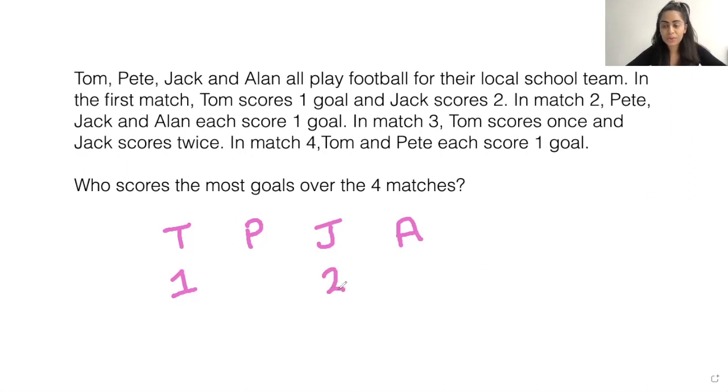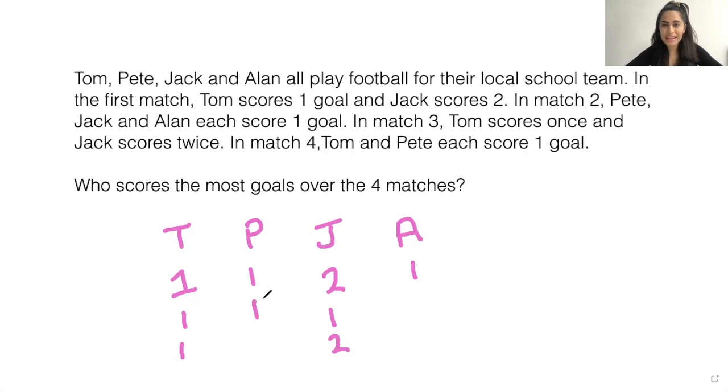In match 2, Pete, Jack, and Alan each score 1 goal. So Pete needs 1. Jack needs 1. And Alan needs 1. In match 3, Tom scores once. Okay, another 1 for him. And Jack scores twice. 2 for Jack. In match 4, Tom and Pete each score 1 goal. Right, Tom, 1, and Pete, 1 more there. Who scores the most goals over the 4 matches?